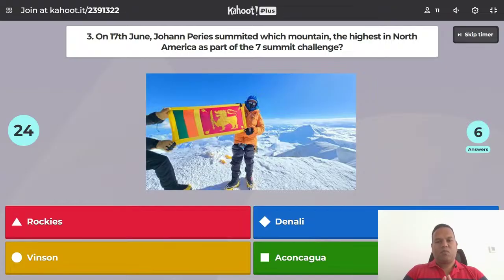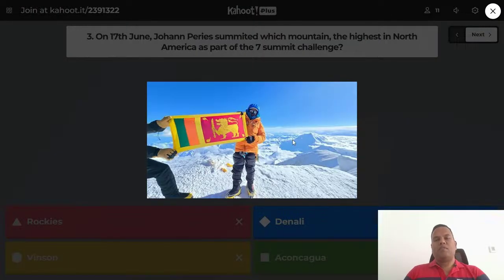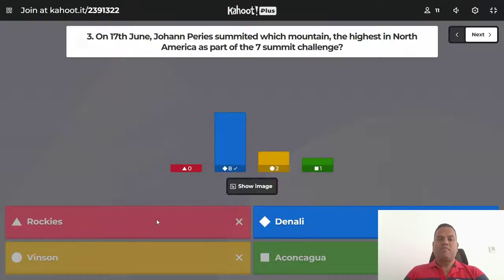So he only has one more to go. Is it the Rockies, Denali, Vincent, or Aconcagua? Johan Pires summited which mountain, the highest in North America, as part of the 7 Summit Challenge? Is it the Rockies, Mount Denali, Mount Vincent, or Mount Aconcagua? I believe I'm spelling it correctly. It is indeed Mount Denali, or now as per US federal name, again it's Mount McKinley.